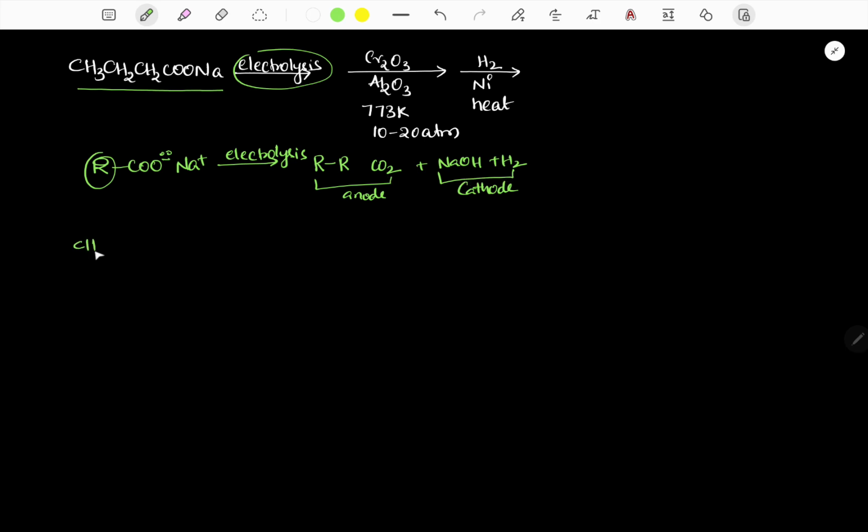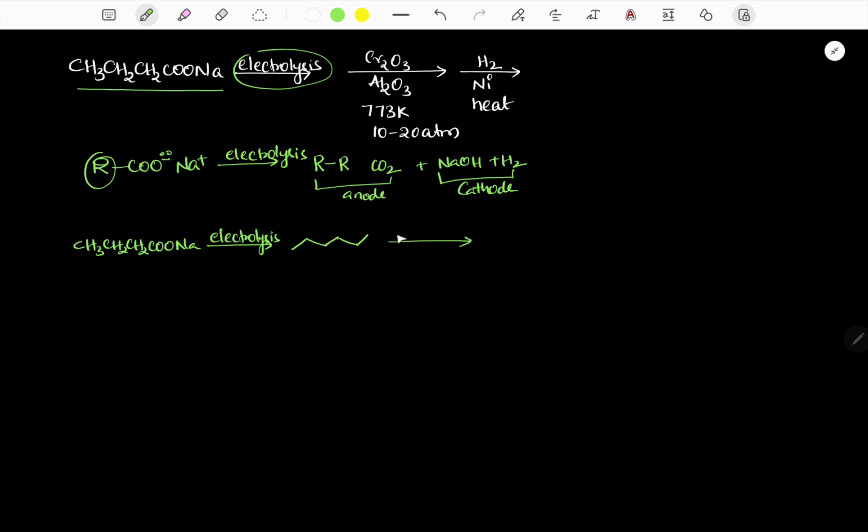So in the given reaction, CH3CH2CH2COO⁻ Na⁺, sodium butanoate, undergoes electrolysis and it gives the corresponding hexane. By the dimerization we get hexane.